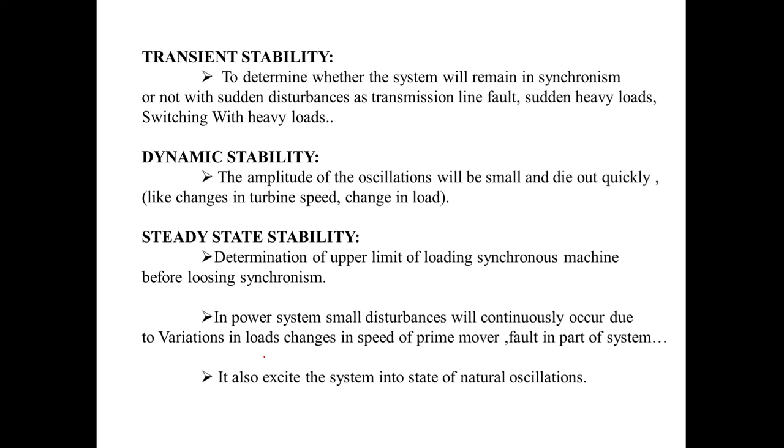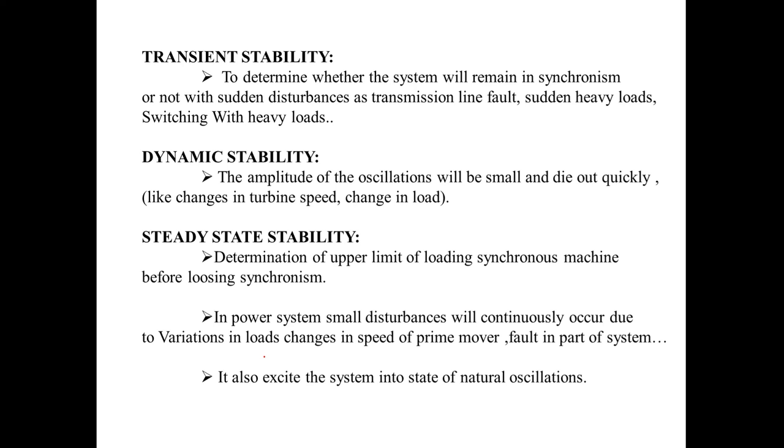Coming to steady state stability, it mainly determines the upper limit of loading of synchronous machines before losing synchronism. It is assumed that the machine is loaded gradually. In a power system, small disturbances continuously occur due to variation in load, changes in speed, or faults in some part of the power system. This may excite the system into a state of natural oscillation.